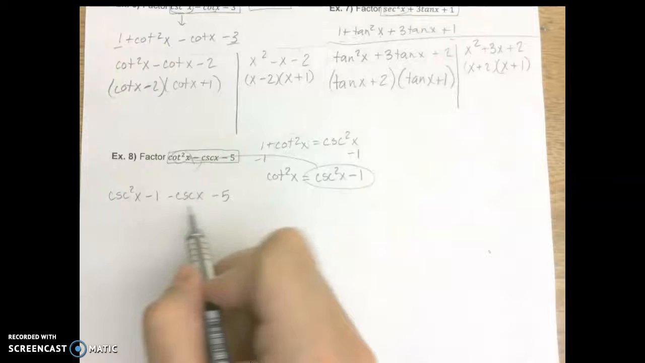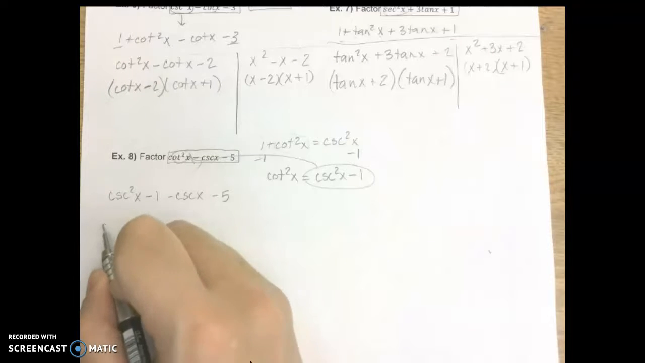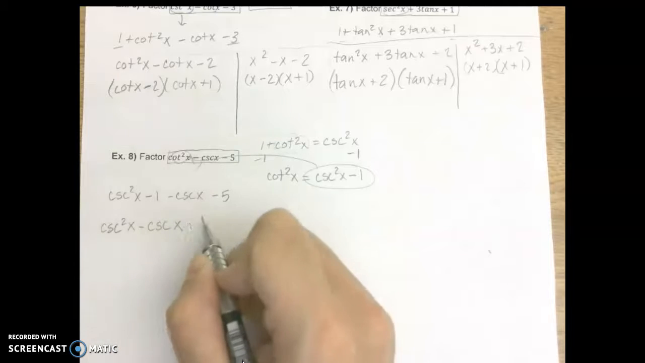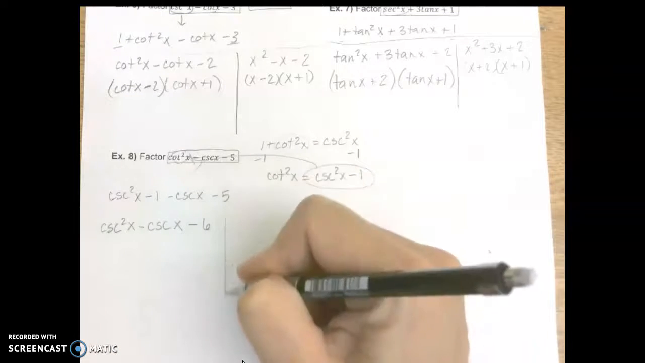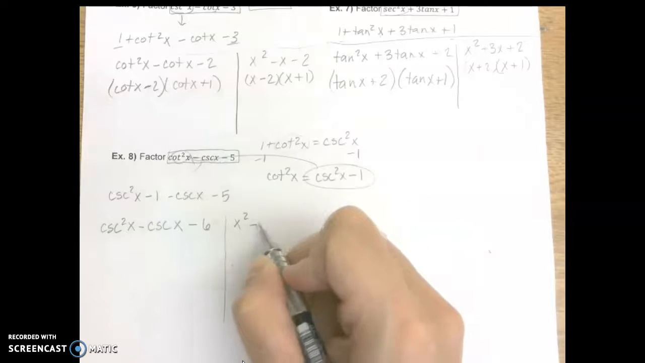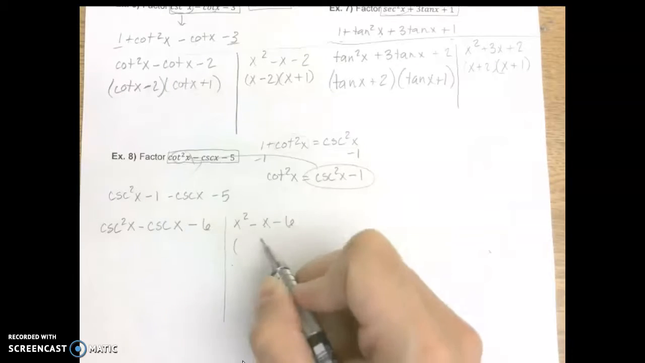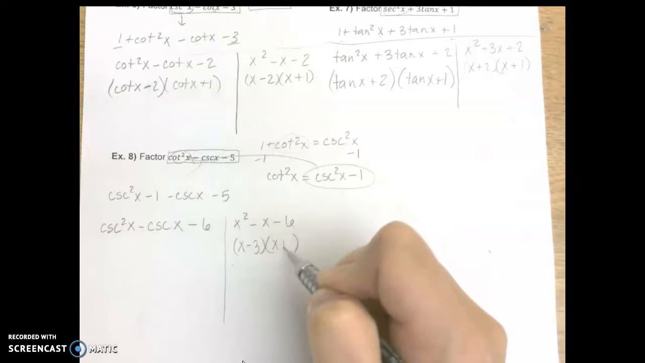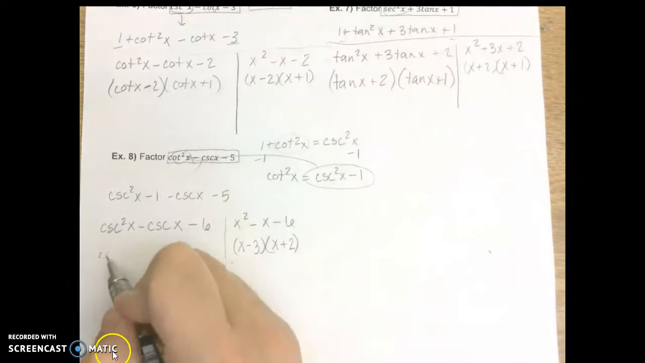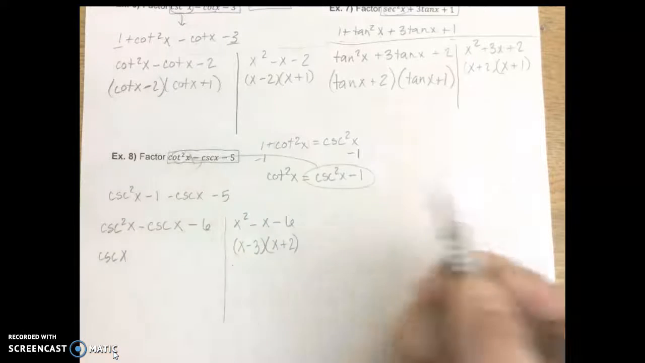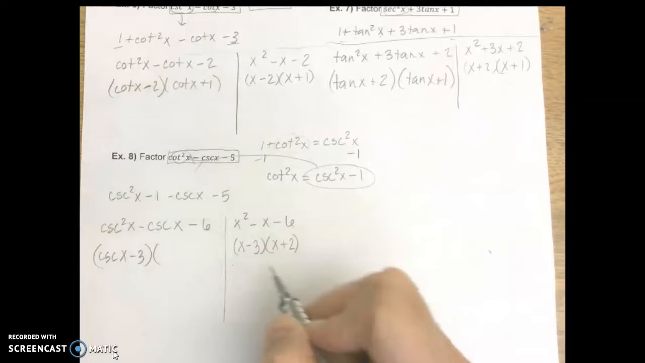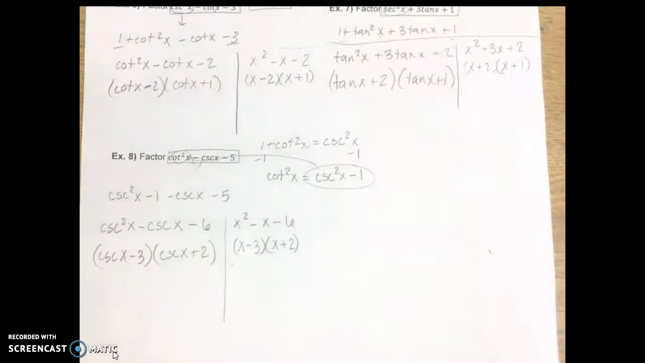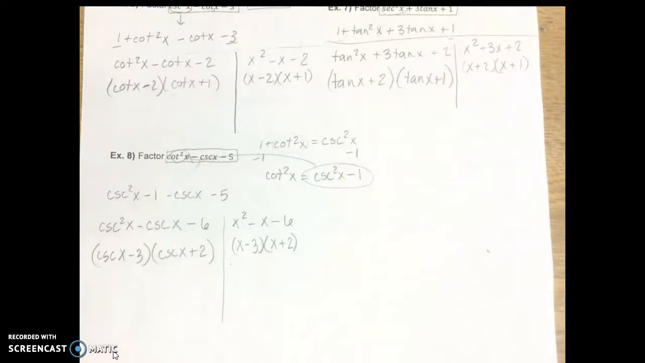Combine like terms and put it in standard form. Squares go first. Cosecant squared x minus cosecant x minus 6. Alright, so that's going to be like an x squared minus an x minus a 6. And this would be an x minus 3, x plus 2. So I'll have cosecant x minus 3, cosecant of x plus 2. And there I have factored my trigonometric expressions.